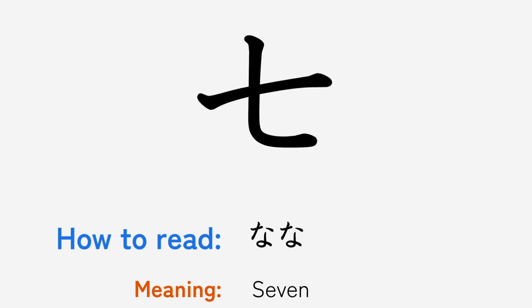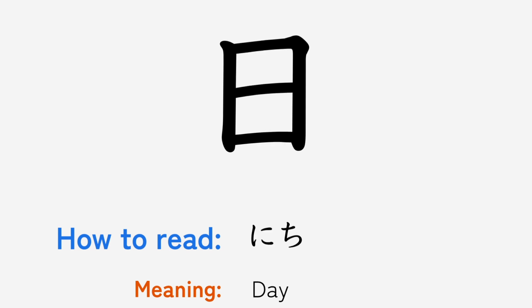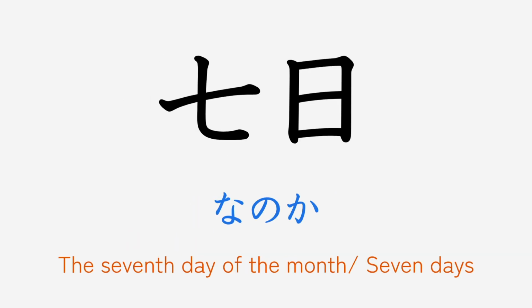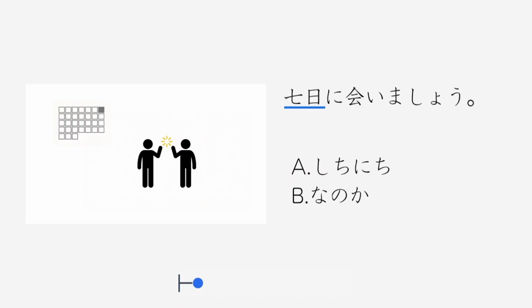7 is 7. Nichi means day. 7 plus day makes nanoka, meaning the 7th day of the month, or 7 days. How do you read the underlined kanji? The answer is B. This is a special reading for the calendar. Just remember it.